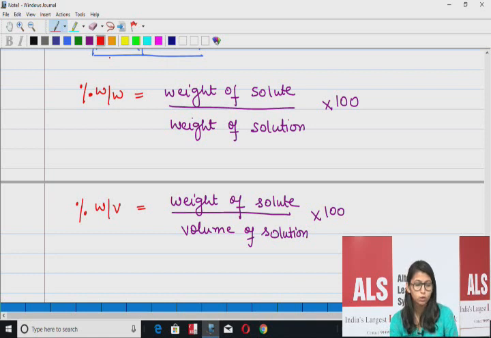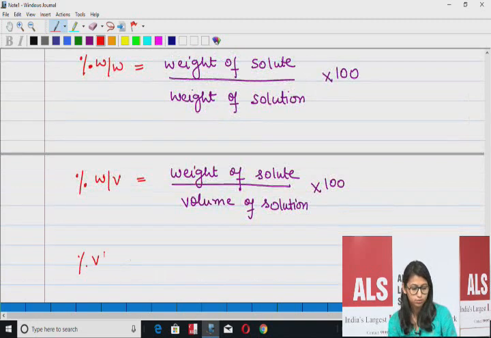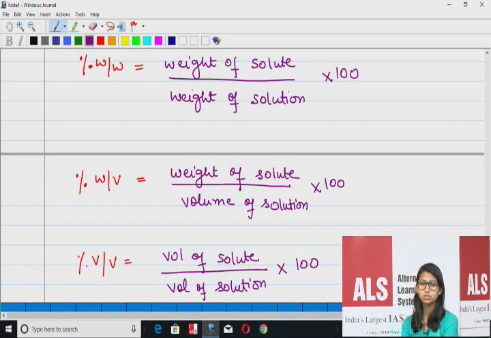I have one more with me, and that is V by V. Volume of solute divided by volume of solution. When the solute and solvent both are liquid, then this will be the case. Just write it down, then let's do the questions.